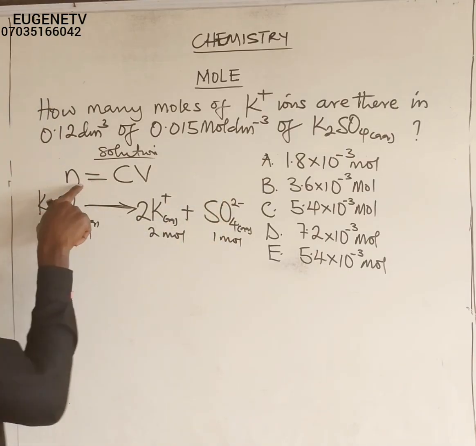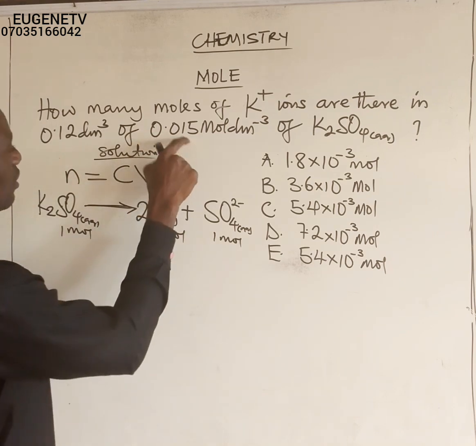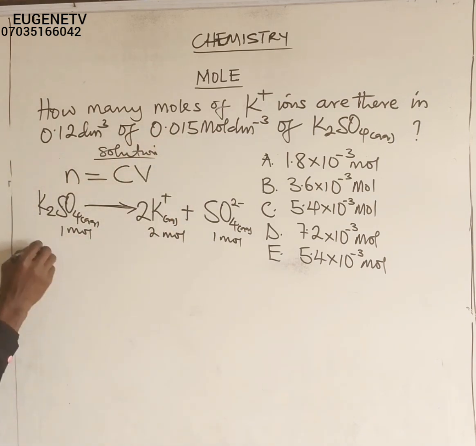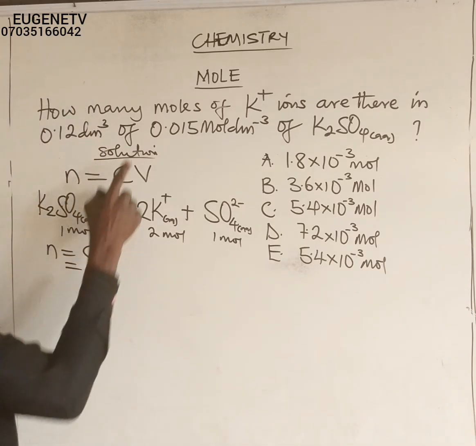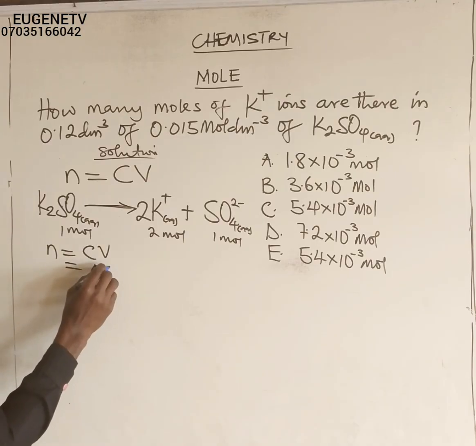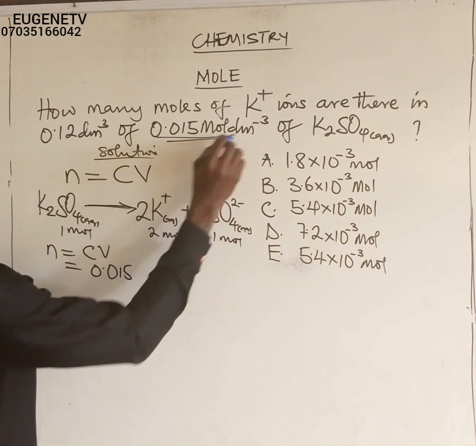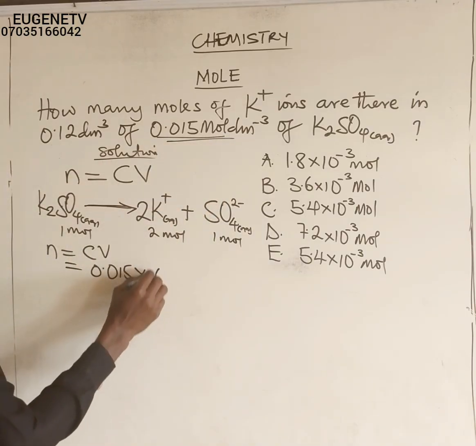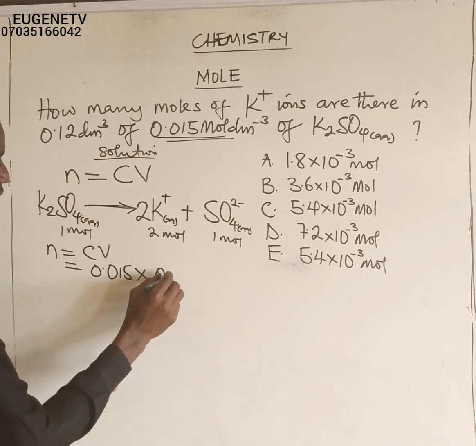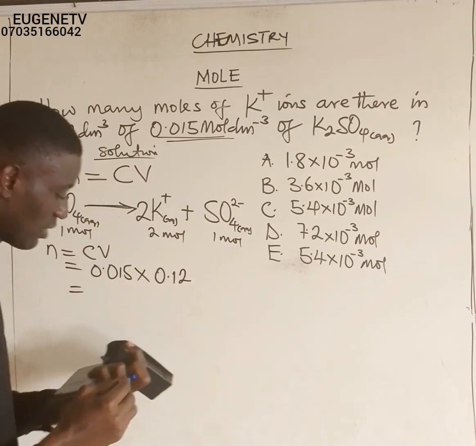Alright, so we are going to find the number of moles present in this volume of this salt here, the concentration given here. So we have said that number of moles is equal to concentration times volume. So how do we find our number of moles here? The concentration was given to be 0.015 mole per dm cubed. This is the concentration. Alright, we multiply by the volume. Volume was given to be 0.1 dm cubed. So let us see what we have here.